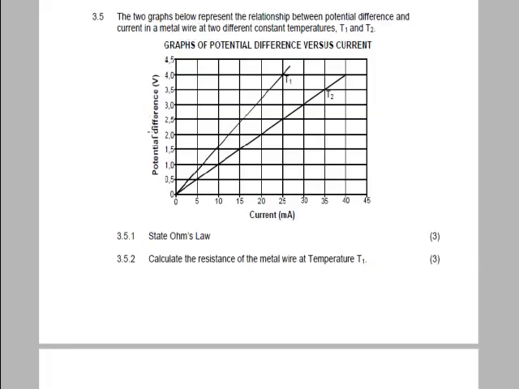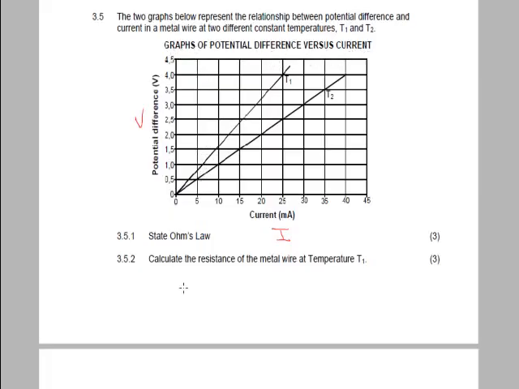So we're looking at V and I basically, okay? But this potential difference is in volts and the current is in milliamps. And it says in a metal wire at two different constant temperatures, T1 and T2, state Ohm's law. Now, think again about this. This is the graph of potential difference versus current.